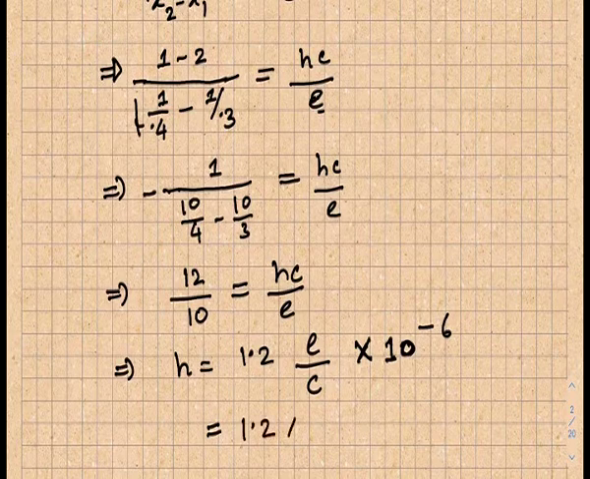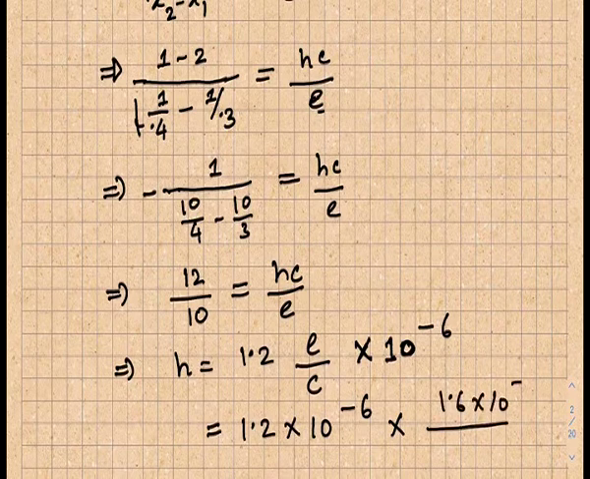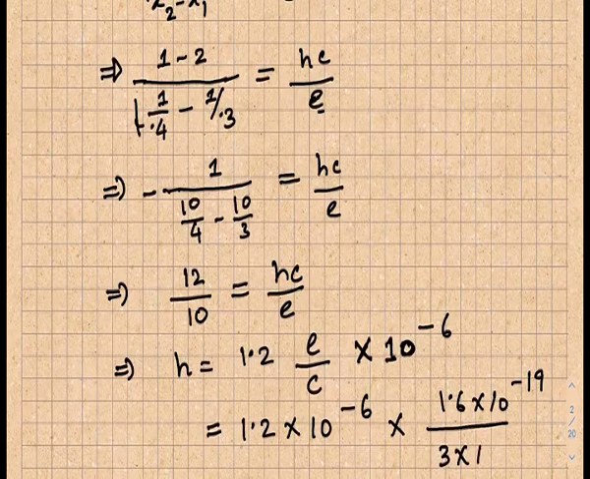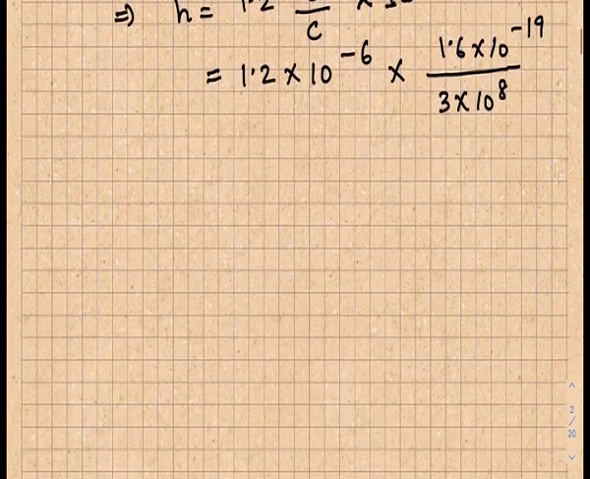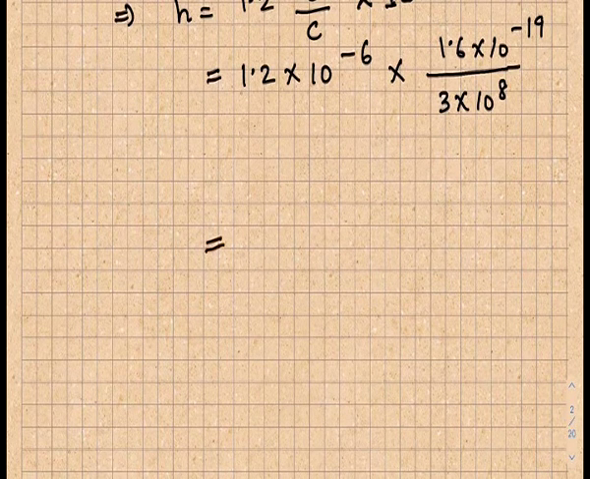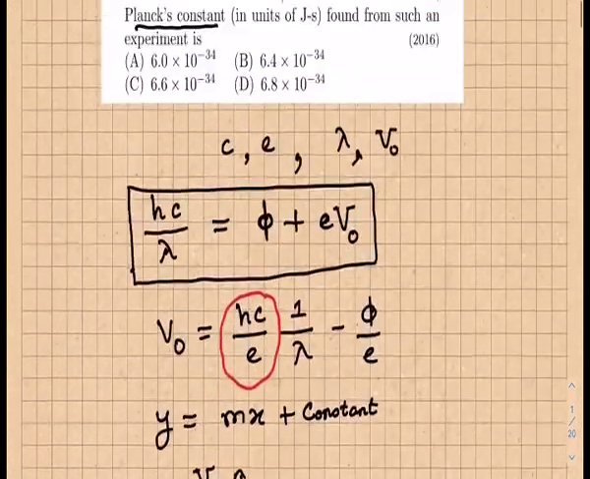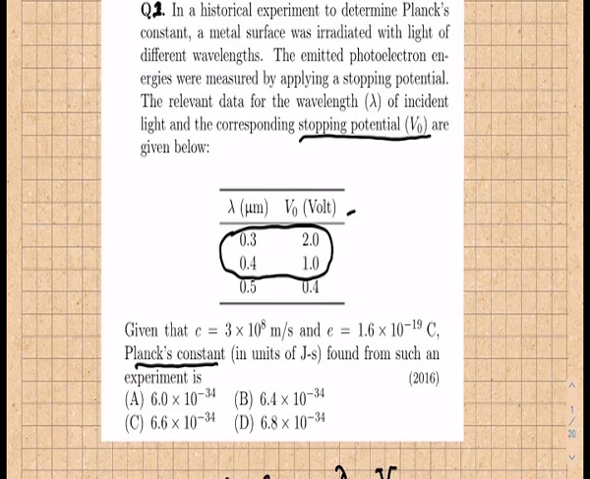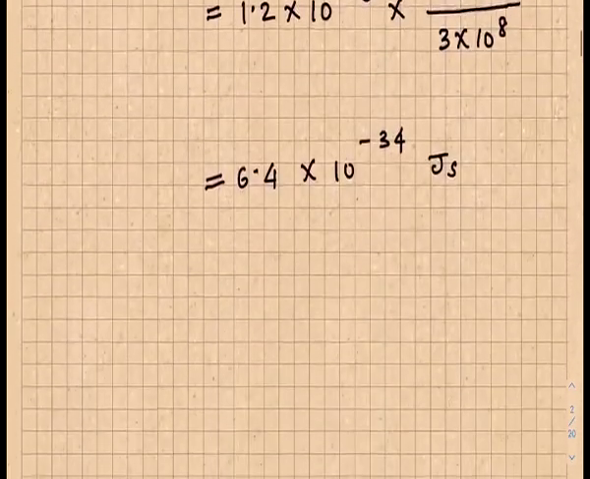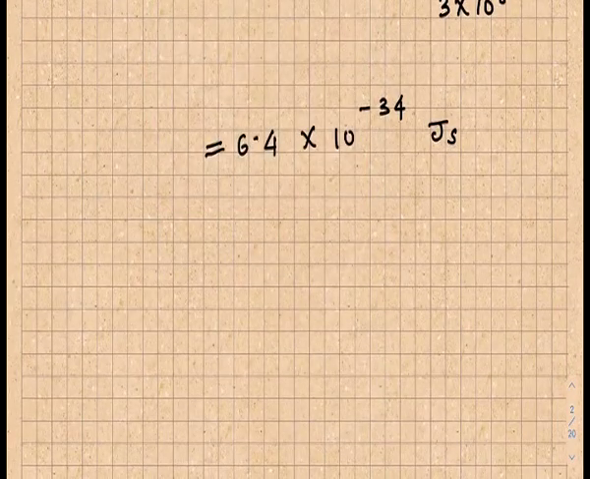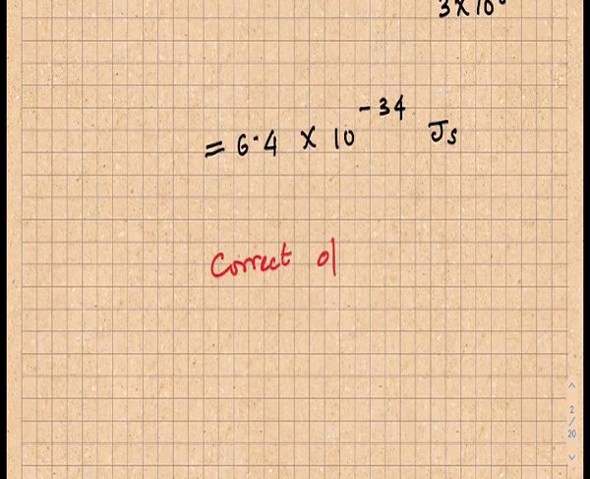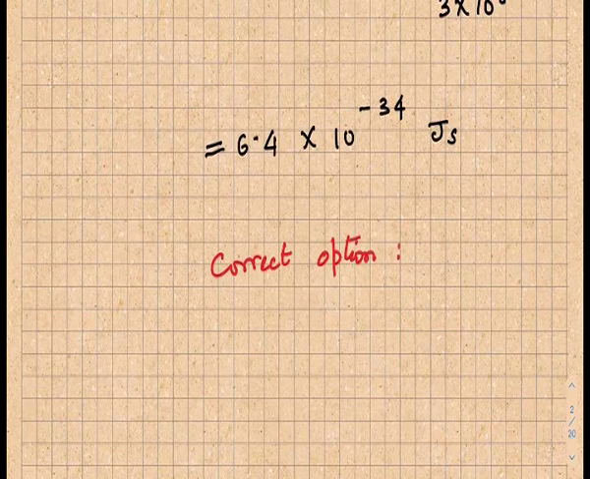So it would be 1.2 into 10 to the power minus 6 into e, which is 1.6 into 10 to the power minus 19, and this is 3 into 10 to the power 8. If you do the maths, you are going to get 6.4 into 10 to the power minus 34 joule second. So the correct option would be B. The correct option in this particular problem is B.